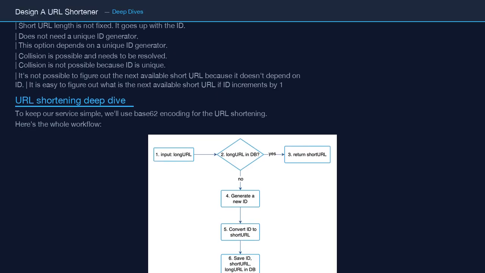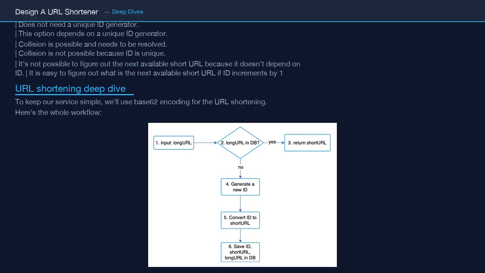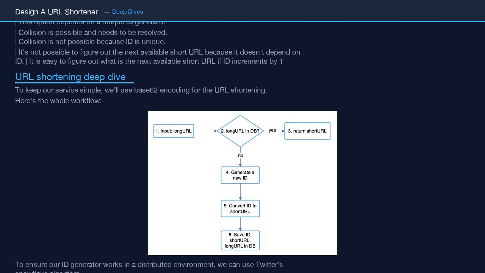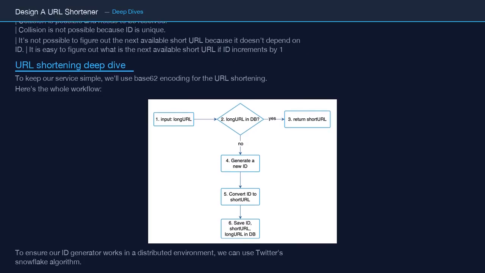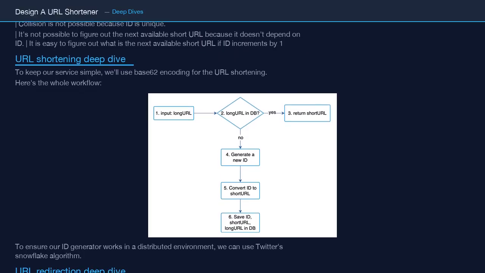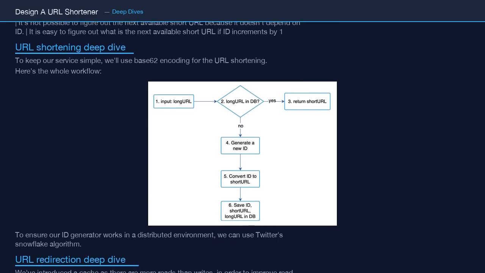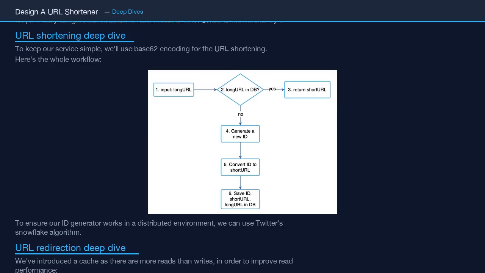With base 62 conversion, there's no collision risk, and you skip the extra database lookups. But the URL length isn't fixed, it grows as IDs get larger. You also depend on a unique ID generator. And importantly, if your IDs increment by 1 for each new entry, it becomes easy to guess the next available short URL, which is a real security concern.